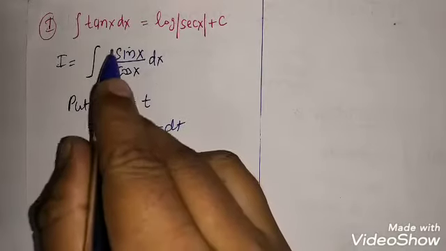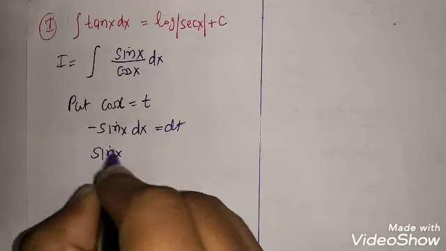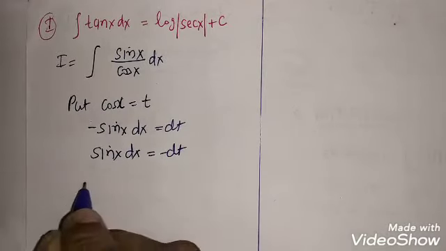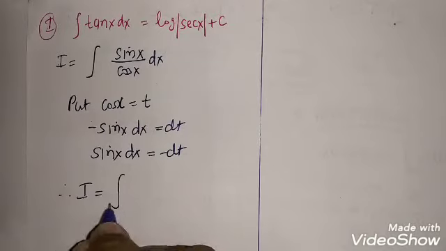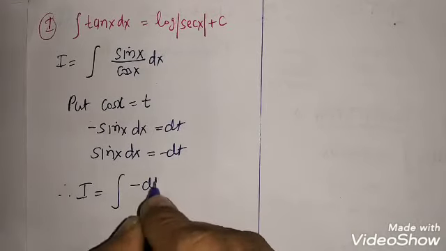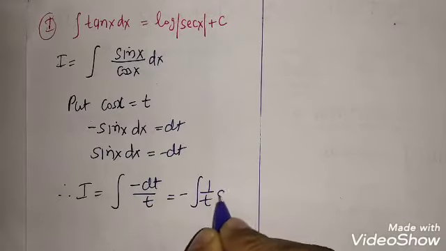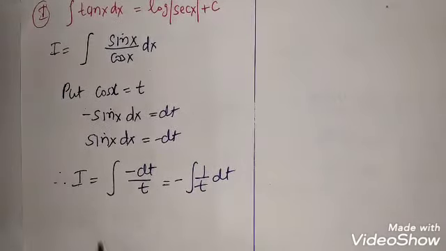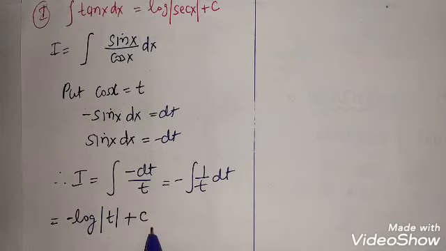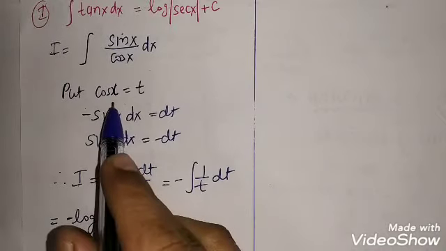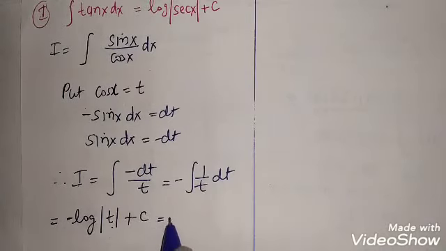So sin x dx is equal to minus dt. Therefore the integrand is integration of minus dt upon t, so minus outside, 1 by t dt. Quite easy to solve. Integration of 1 by t is log of mod t plus c. The negative stays here. The value of t is cos x, so this is minus log of mod cos x plus c.